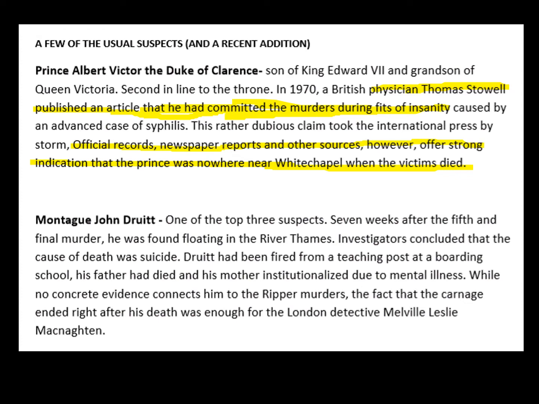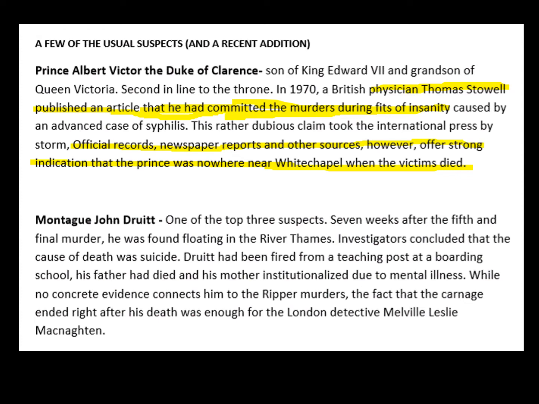The second suspect is a man called Montague John Druitt, and he was one of the top 3 suspects that they actually had at the time. 7 weeks after the 5th and final murder, he was however found floating in the River Thames, and investigators concluded that the cause of death was suicide. Druitt had been a teacher who had been fired from a post at a boarding school nearby. His father had died and his mother was institutionalised, so she went to a mental hospital basically because she had gone insane. And that was apparently what tipped him over the edge, and he just went crazy, supposedly.